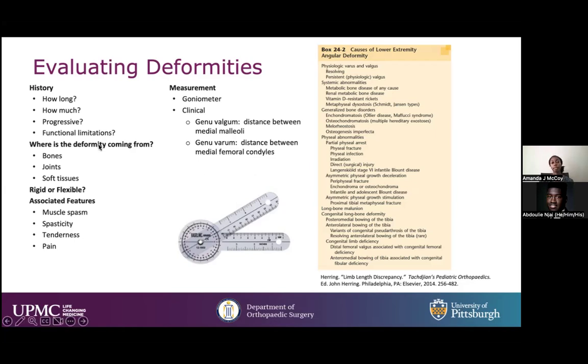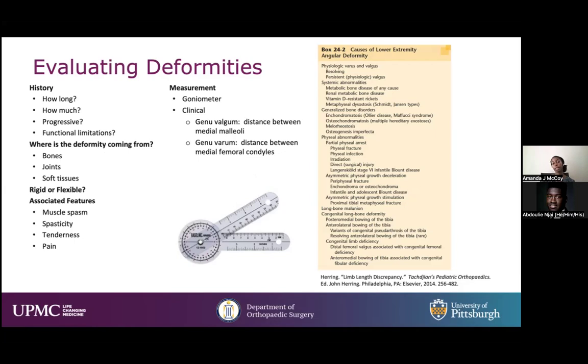When you look at a child from a clinical exam, you want to know where is the deformity coming from? It can be coming from the bones, it can be coming from the joints, it can be coming from the soft tissues. Is the deformity rigid? Is it flexible? Can you passively correct it to neutral? You also want to know, is there muscle spasm, spasticity, tenderness, pain?